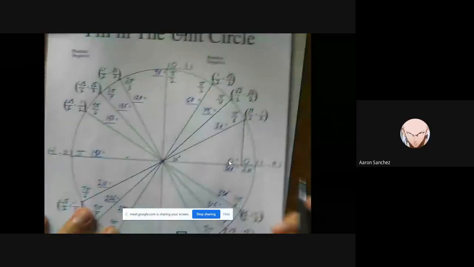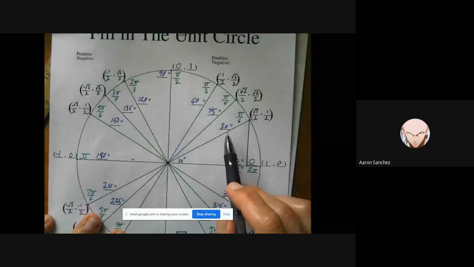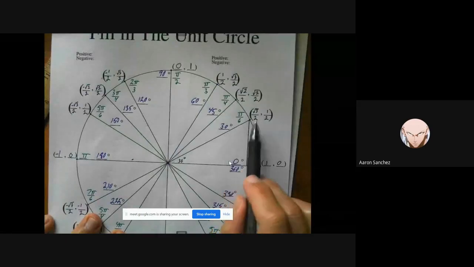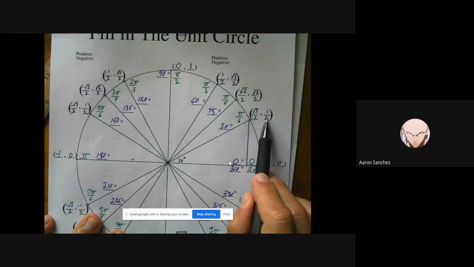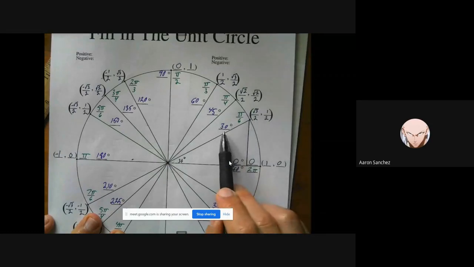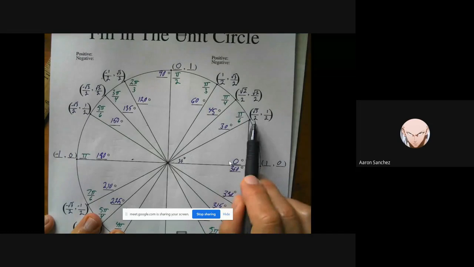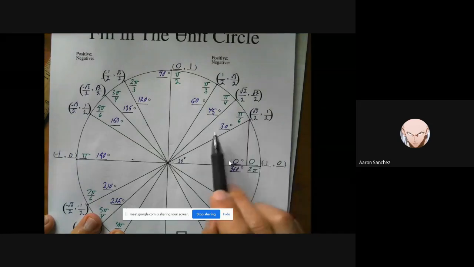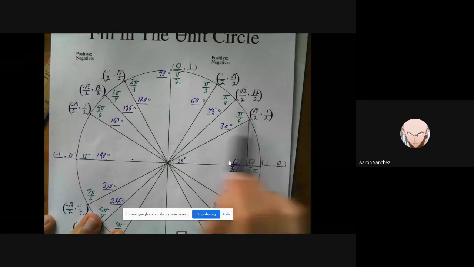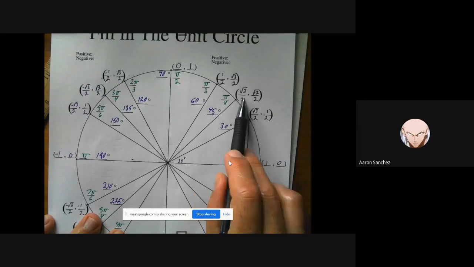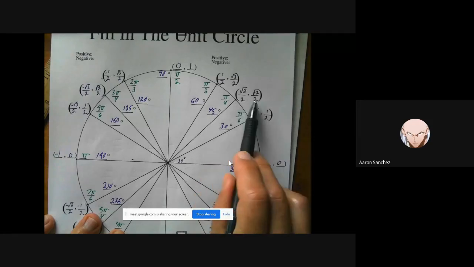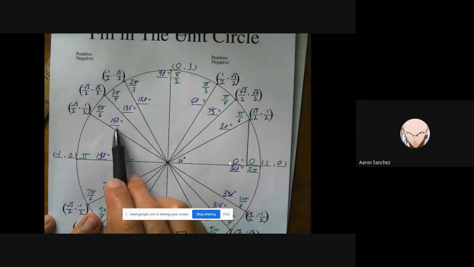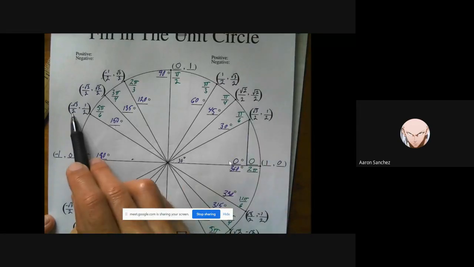Okay, let me say this again. Remember, x is my cosine, y is my sine, right? If I say, what is cosine of 30? You'd say root 3 over 2. What is sine of 30? 1/2. What is cosine of 45? Root 2 over 2. What is sine of 45? Root 2 over 2, right? Get it? What is cosine of 150? My x is negative root 3 over 2.